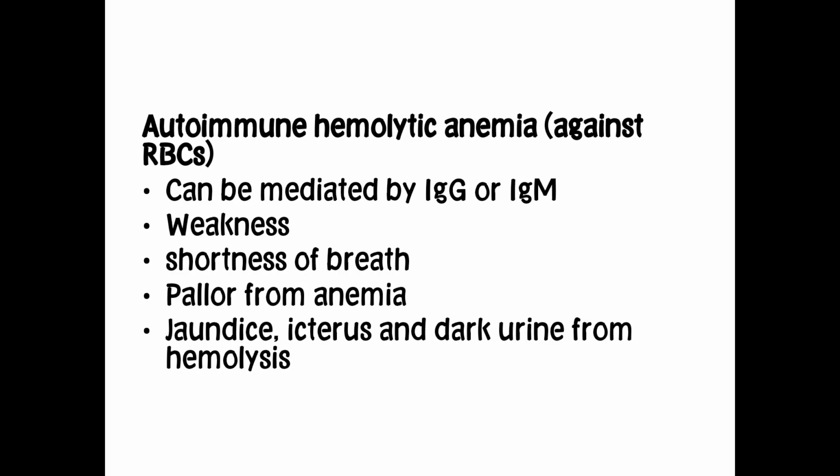While on the other hand, in autoimmune hemolytic anemia, where antibodies are being produced against red blood cells, which is always mediated by immunoglobulin type G or type M, the patient presents with weakness, shortness of breath, pallor, and more so, the patient may have jaundice, icterus, and dark urine. This is always due to excessive hemolysis that results in excessive accumulation of bilirubin in blood, causing the effects observed clinically.